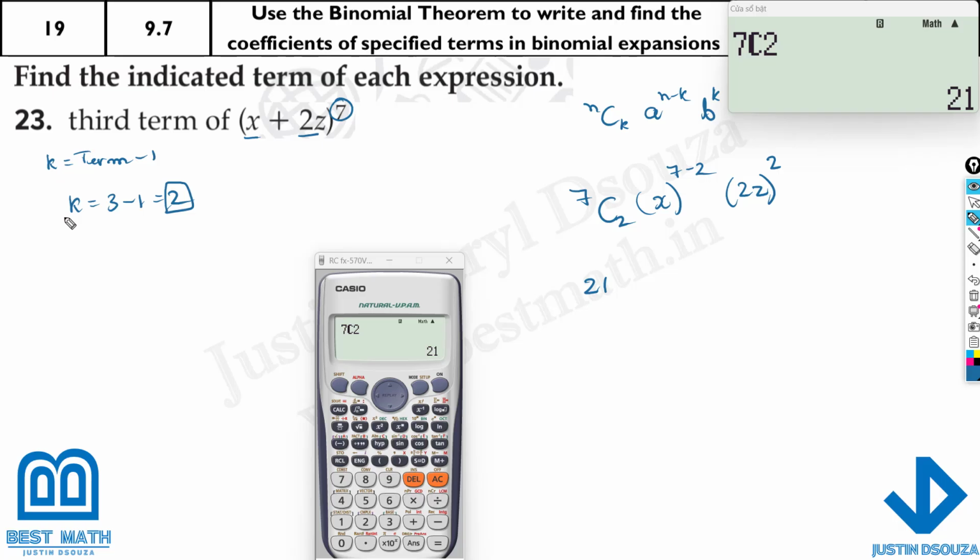But in your exam, remember, write the K or the N like this. Given, you need to write K value. What is N? N is 7. A value is X and B value is 2Z. It's better to write all the given and then put the formula and solve.